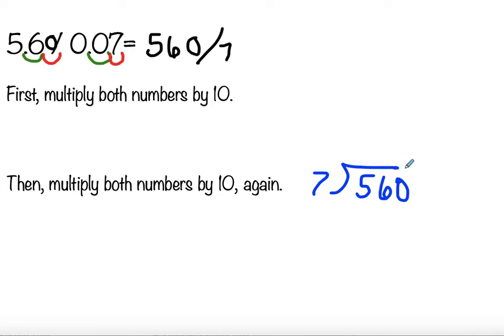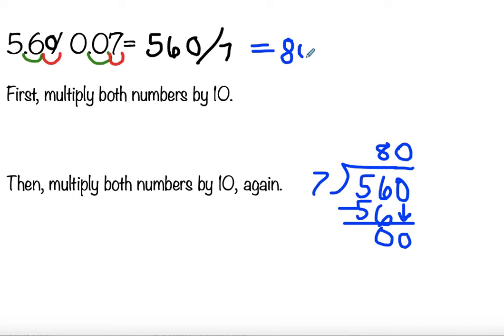And we know that 7 doesn't go into 5 at all. So we have to go to 56. And I know that 7 times 8 is 56. So I go ahead and do my subtraction. Bring down my 0 to prove that I am finished with this problem. And then I ask myself, how many times does 7 go into 0? Well, of course, it is 0. So our answer here is 80. That's it.